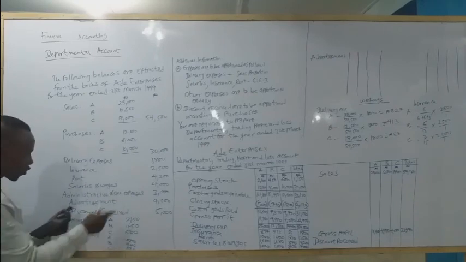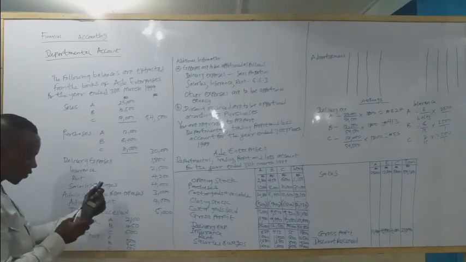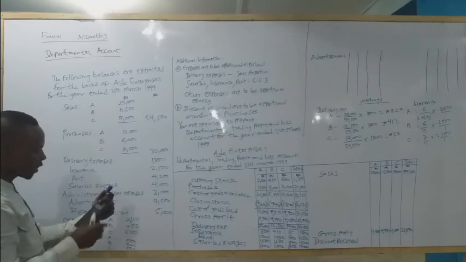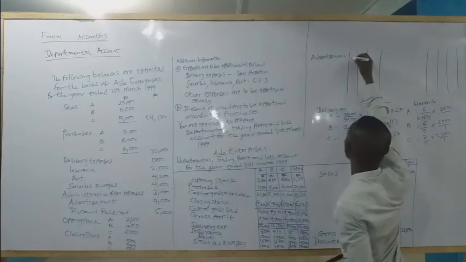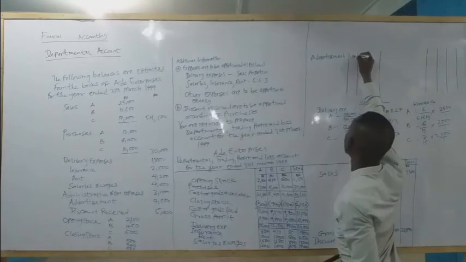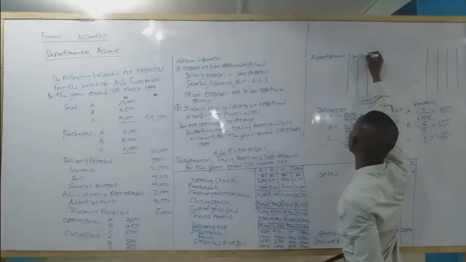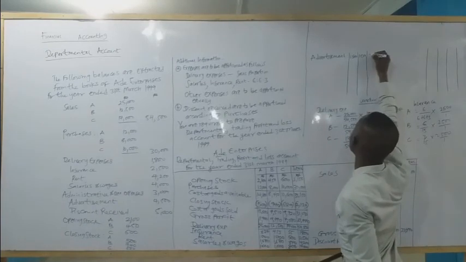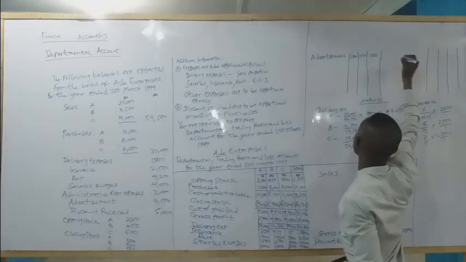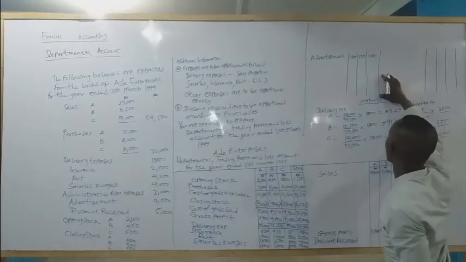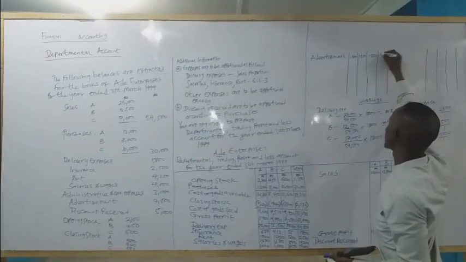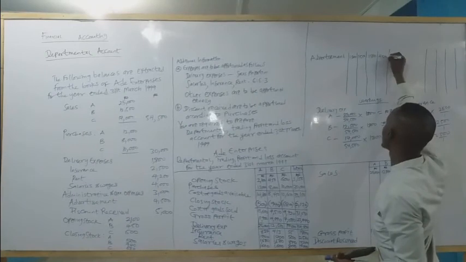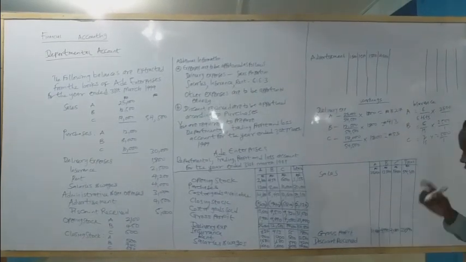Advertisement 4,500. We are dividing it by 3 equally. So each takes what? 1,500. 1,500. 1,500. Then the total will then be what? 4,500. So that is what we have.